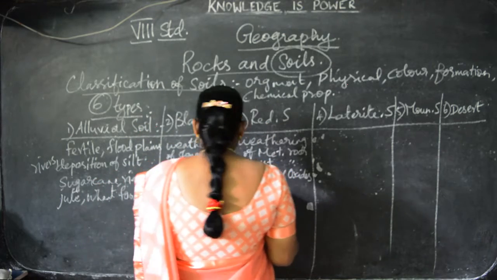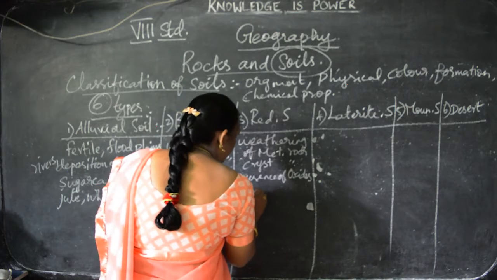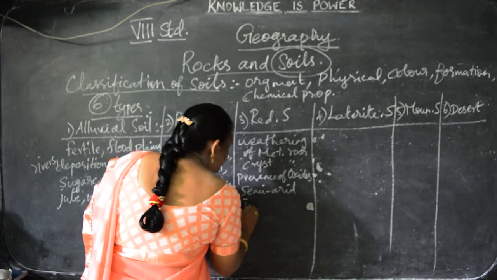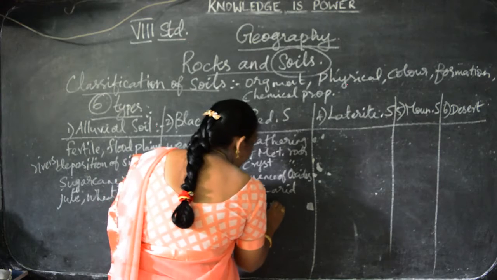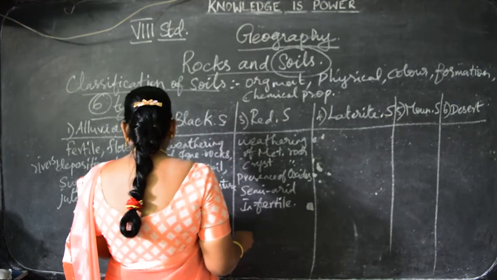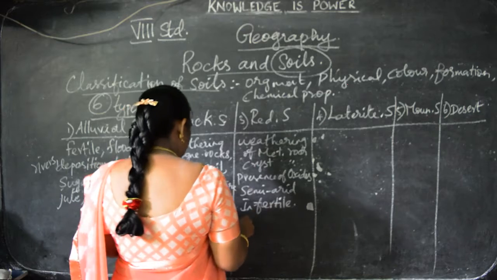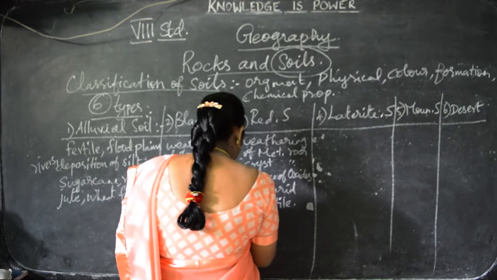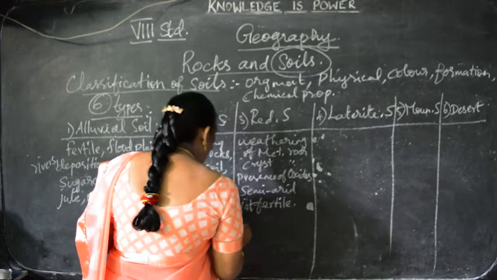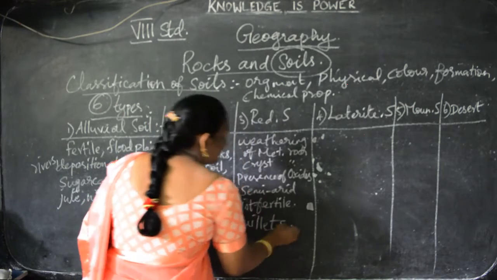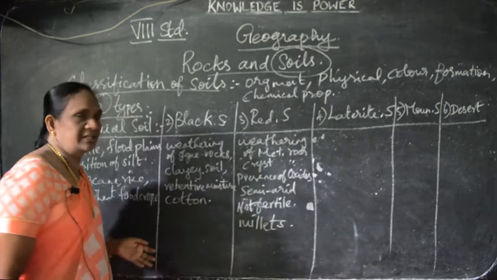Understand? We can see this red soil in the semi-arid region. It is infertile soil. It is not useful for jute cultivation. It is not fertile soil, and it is suitable only for the cultivation of millets. Only the millets we can cultivate.